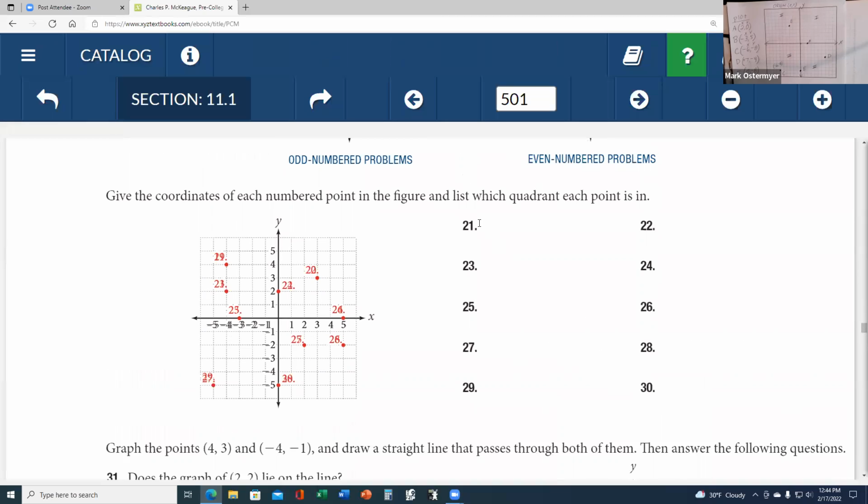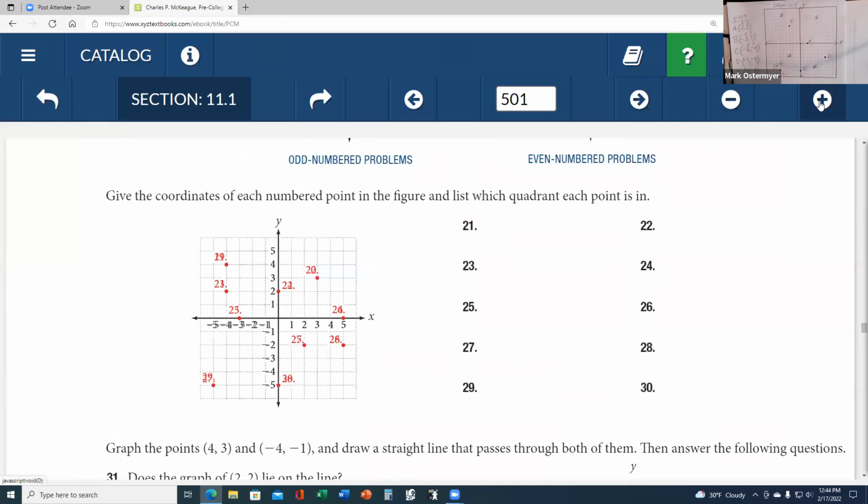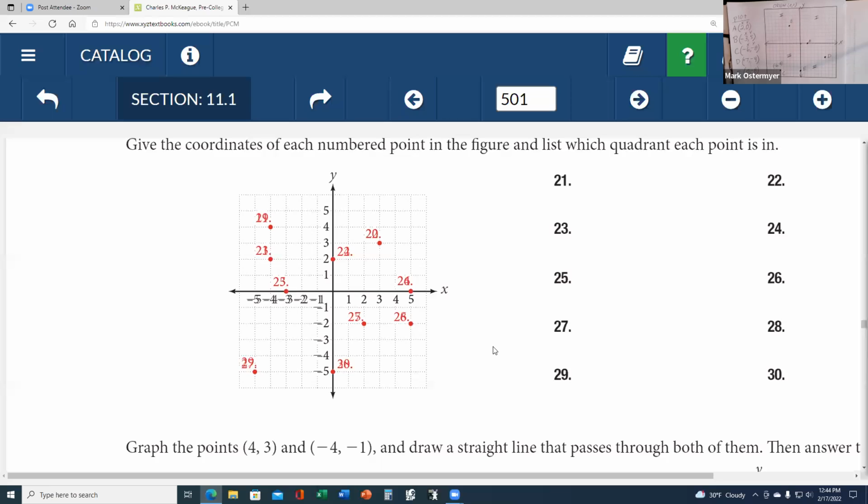Can anybody give me the ordered pair address of the location of point number 21? Well, it'd be great if we could see it, first of all. There's a lot of distortion in this picture. I'll tell you what I'm going to do: I'm going to put my pointer on a point, and you tell me what the X and Y coordinates of the point are.